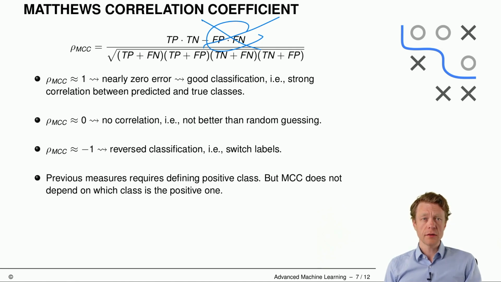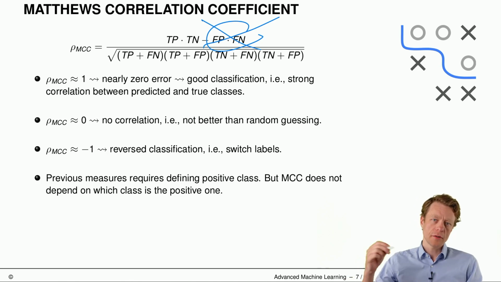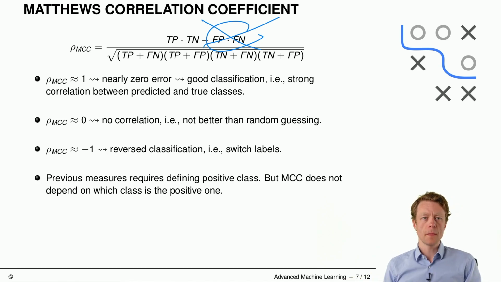If we have 0 here, then we have basically no correlation, so it's not really that much better than random guessing. And if we are on the other side of the 0, on -1, that's not that bad either. We just have to switch the labels, from the predicted labels, from negative to positive class and from positive to negative class. Then we have a reverse classification and a pretty good model here.